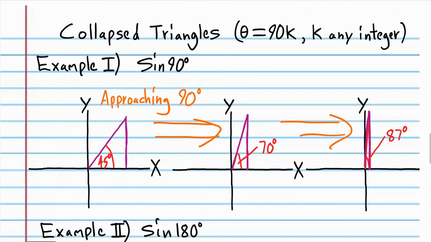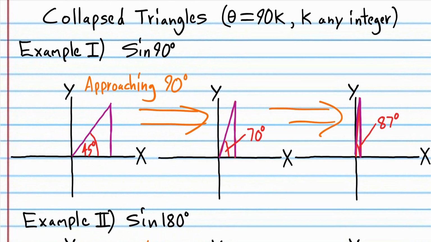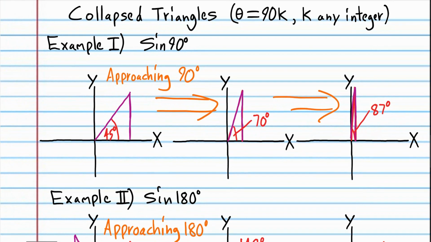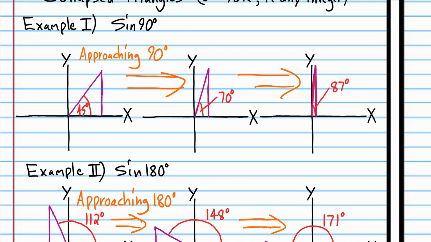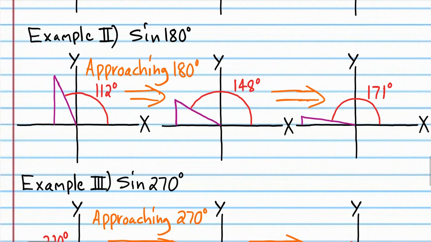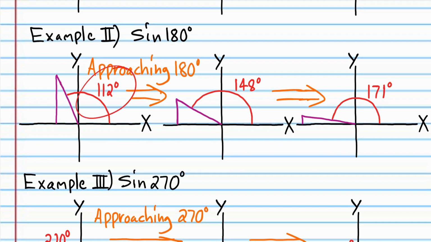I call these collapsed triangles when you try to calculate the trigonometric value of an angle that is a multiple of 90. So here's an example. If you put this triangle in the first quadrant and you have a 45-degree angle, then you increase to 70, then you increase to 87, what's happening to the triangle? It's collapsing. Here's another example. When you approach 180 degrees, you have 112, 148, and then 171. What's happening to the triangle? It's collapsing.